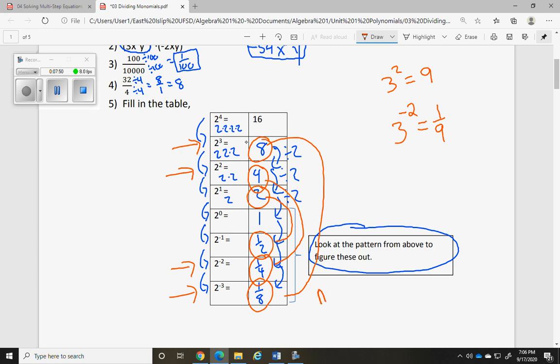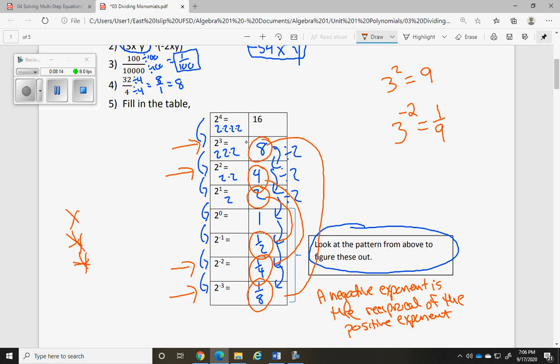Let's write that down. And don't forget this, okay? Don't forget this. Make this stick in your mind. Negative exponents lots of times look like fractions since they're the reciprocal of the positive exponent.